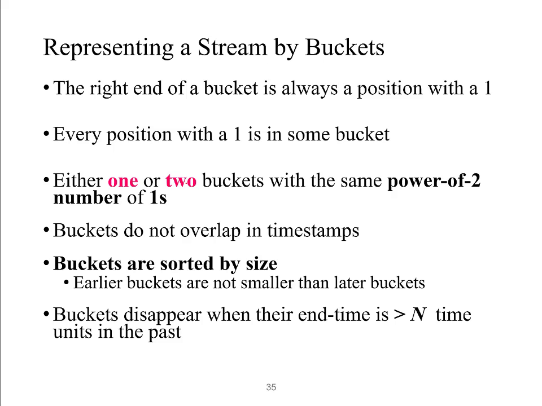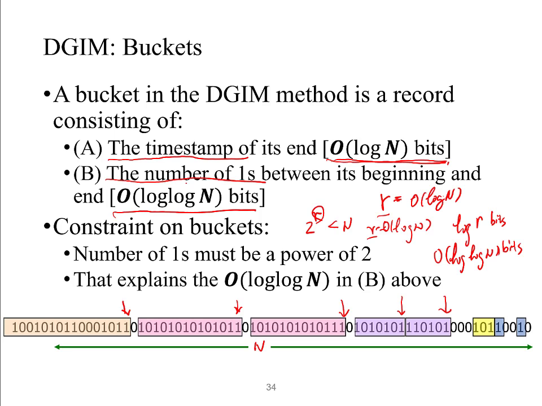Now let's see how we represent a stream by buckets. Previously we only had the representation of the buckets. Here I probably should give an example. So let's say we take this as an example. For the time step, we need to record the time step of its end, which is here. Let's say the time step is 18.